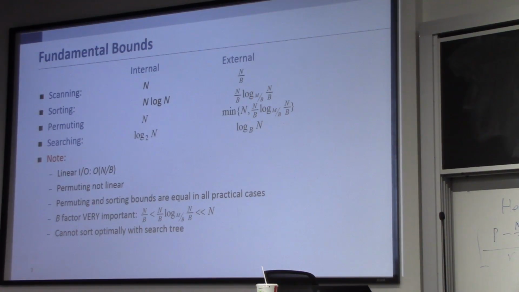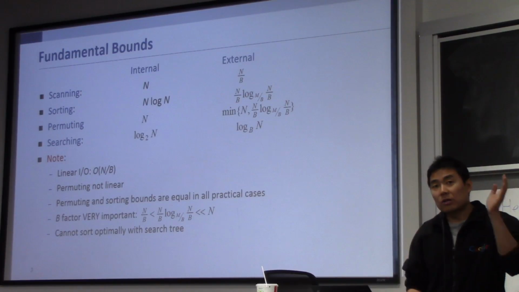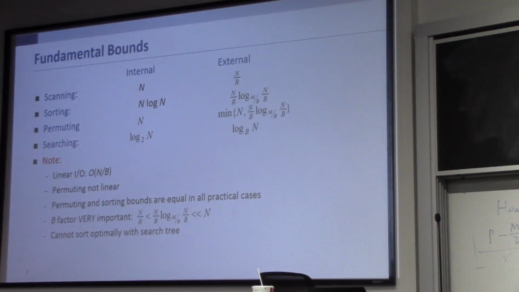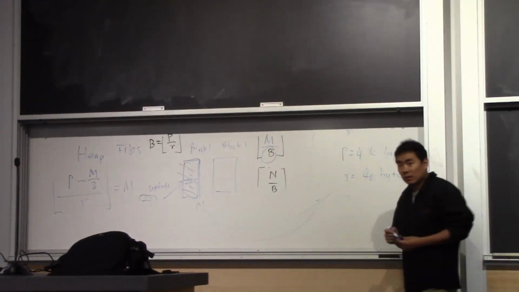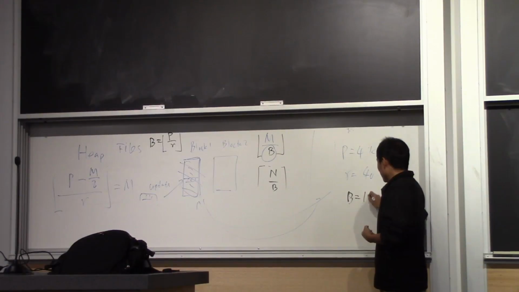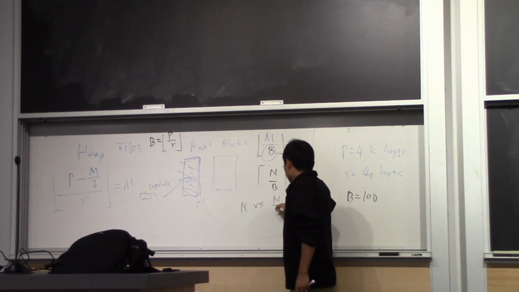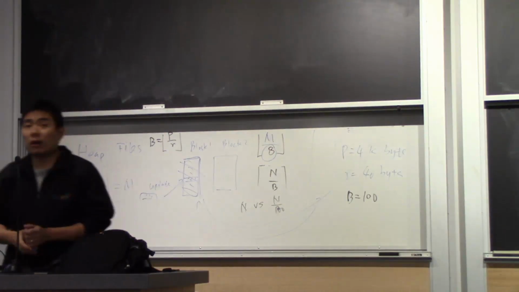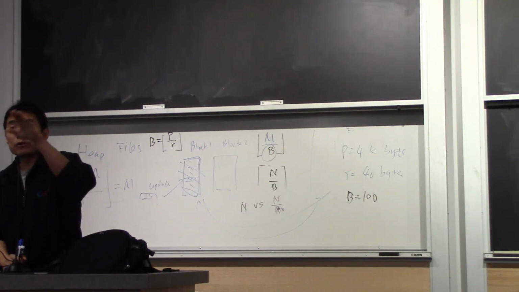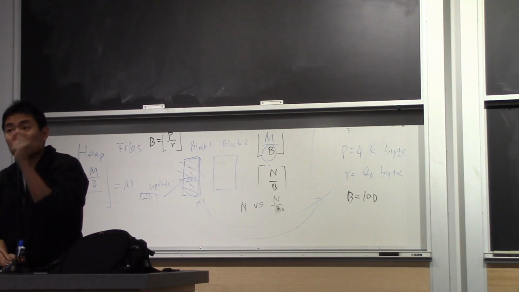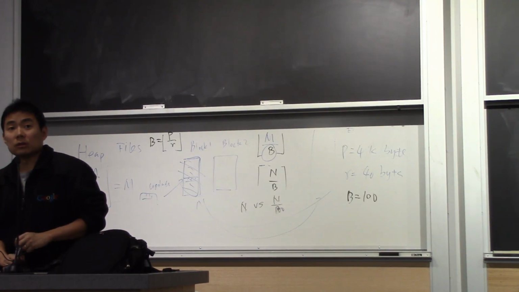B is the number of items you can hold in your block. Let's use some real values. Let's say your page size is 4 kilobytes and record size is 100 bytes, or 40 bytes. To make the math simpler, what's the value of B? B is 100. N IOs versus N over B, in this case N over 100, is a reduction of 2 orders of magnitude. And that's why if you look at Java or C++, they always encourage you to do buffered read or buffered write from disk, rather than reading items one by one from your code. For this reason.